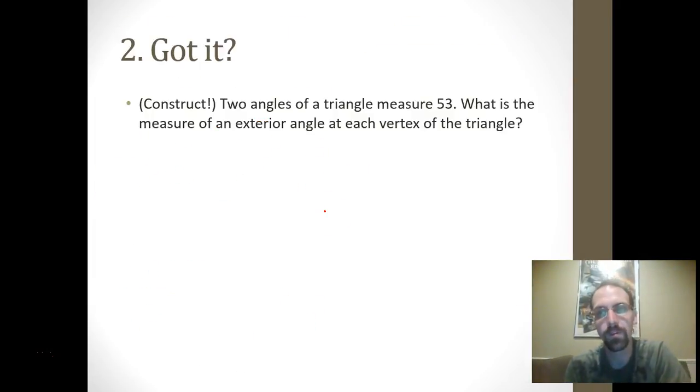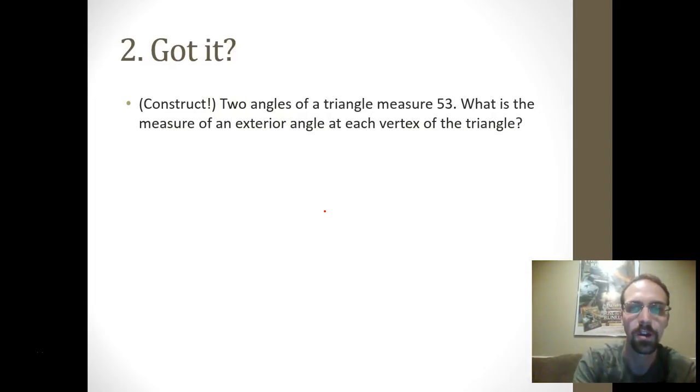If you would, go ahead and do this one. This takes a little bit to think about. So grab rulers. You're constructing two angles of a triangle, and they need to measure 53 degrees. And then it says, what is the measure of an exterior angle at each vertex of the triangle? So let's go ahead and make this together. I think that's going to be the hardest part. And then as soon as you make it, you'll be like, oh, okay, I see what you're talking about.